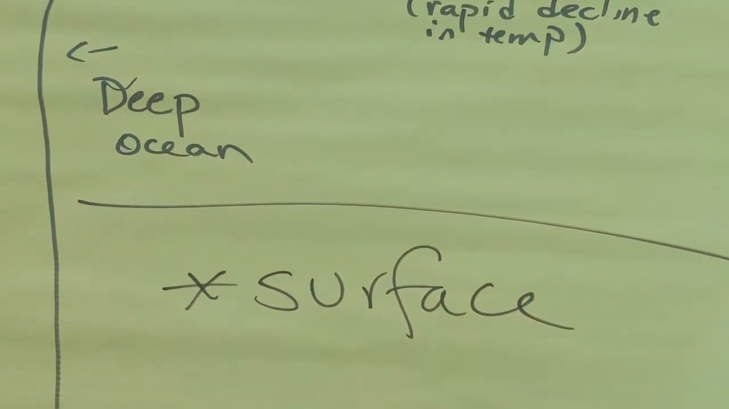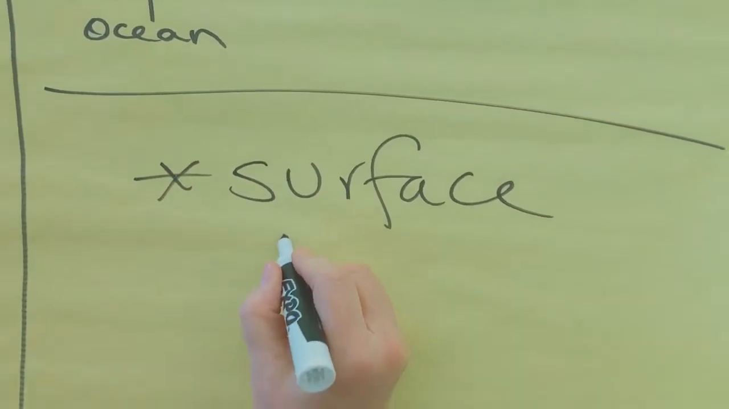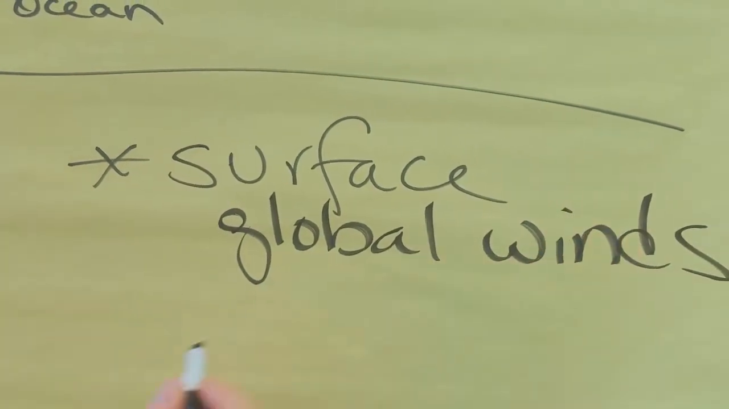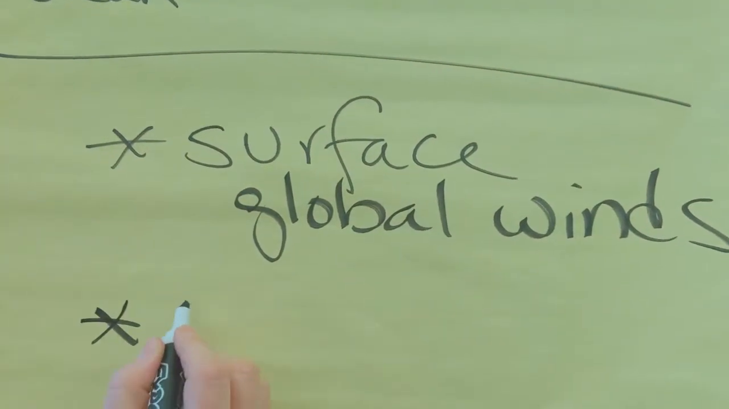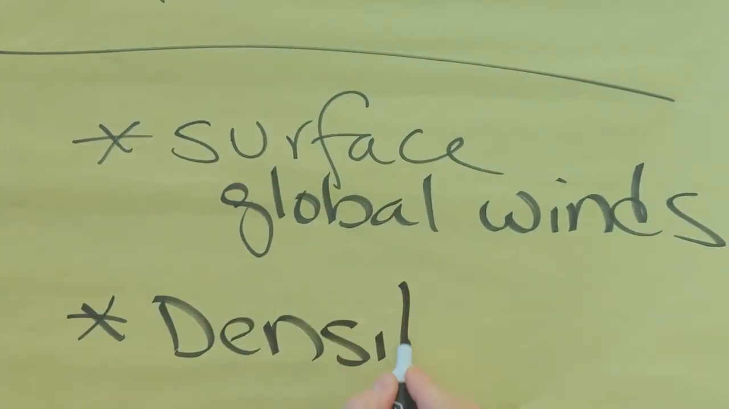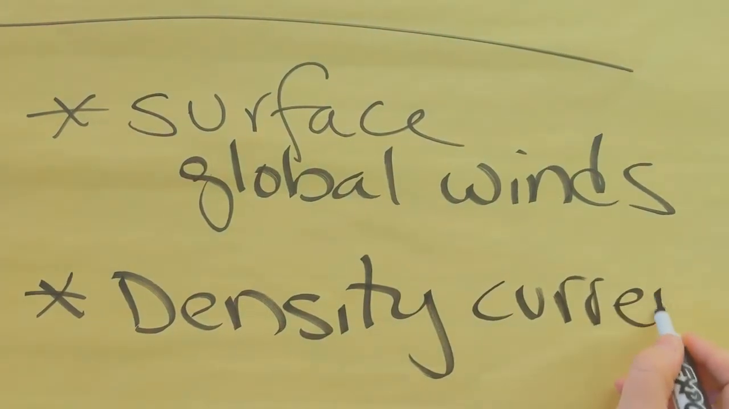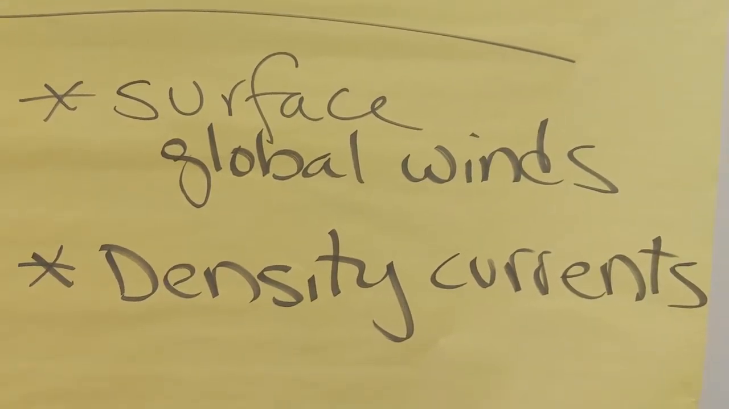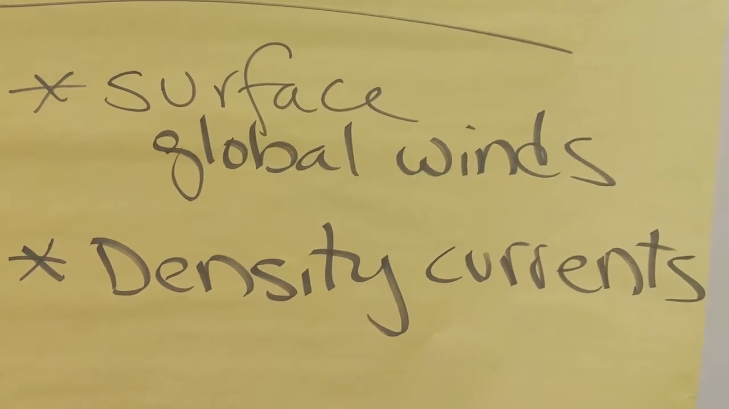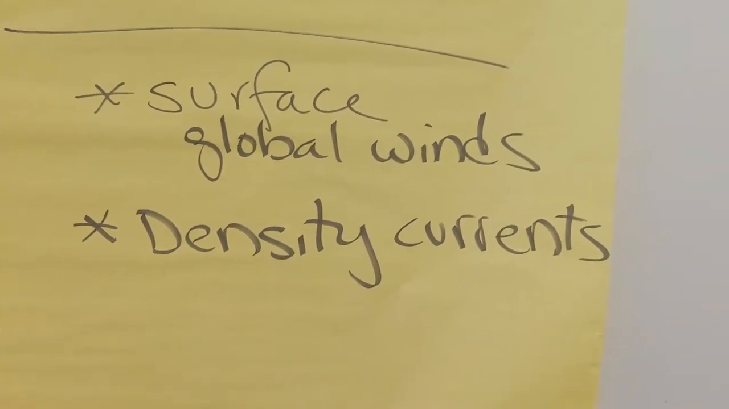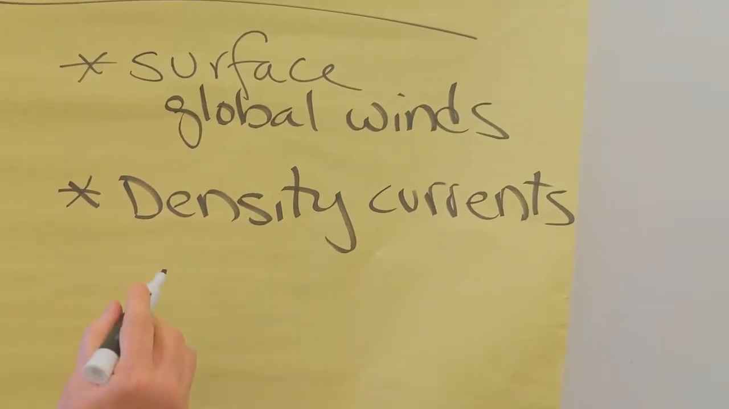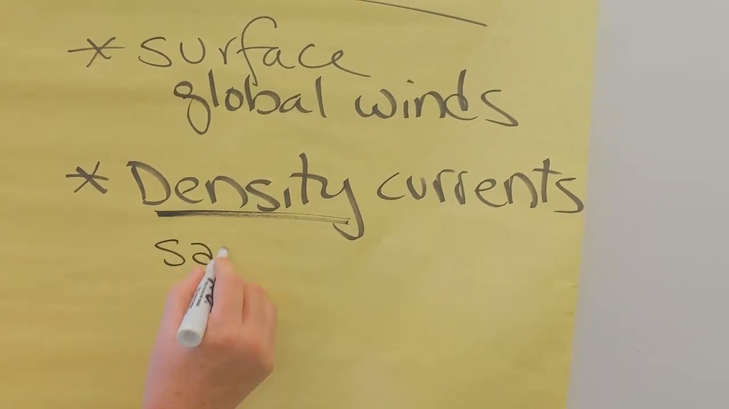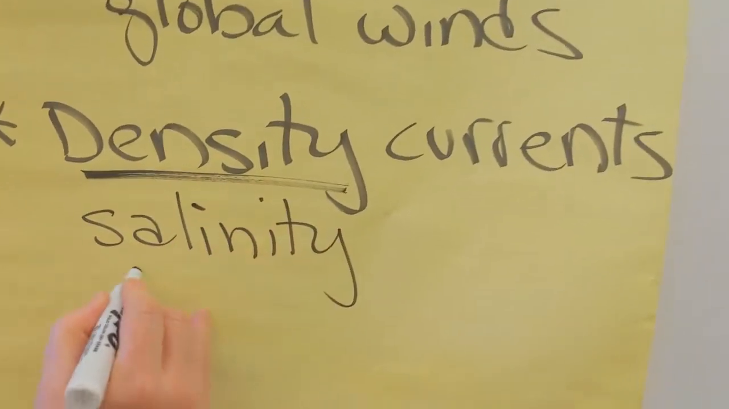We have surface currents, and surface currents tend to be caused by global winds. And in the deep ocean, we have something called density currents. Now you remember in Finding Nemo, when those turtles took the current to Sydney, they were using a density current. It was a little bit warmer, a little bit faster. These are caused by density differences, and density is influenced by salinity and temperature.